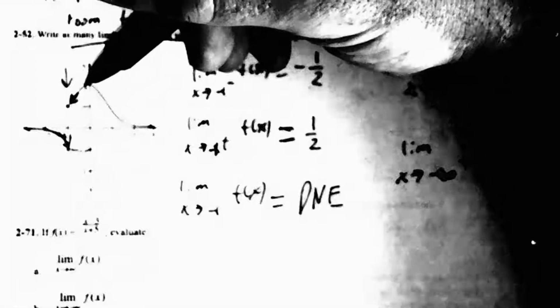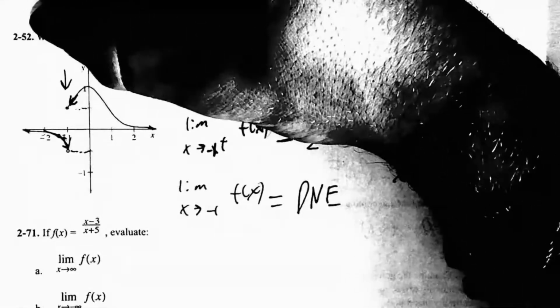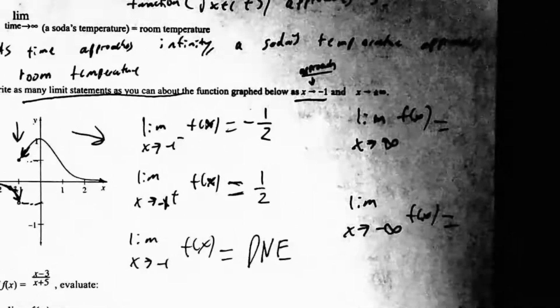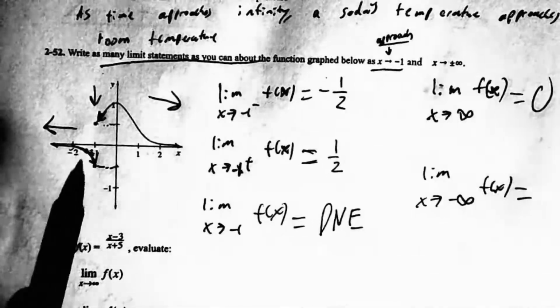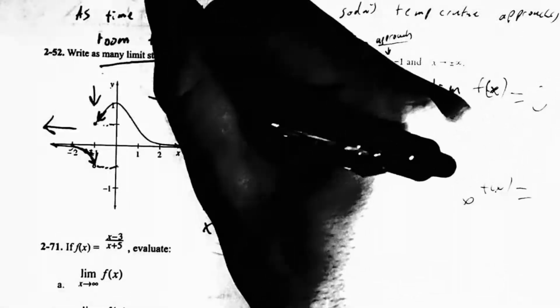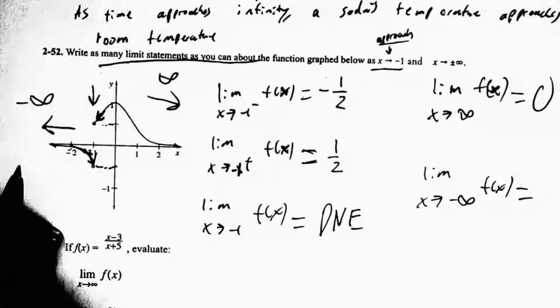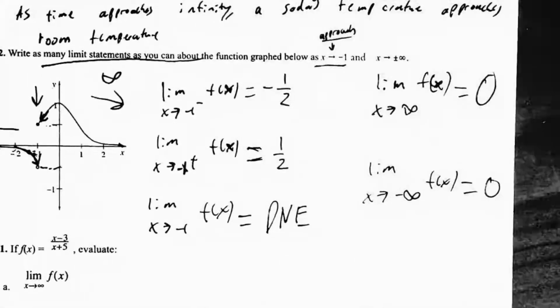As we approach positive infinity, look visually, on the right side. My output looks like it's approaching 0. As I approach negative infinity, same thing. What is my y value approaching? Just for visual, this is positive infinity, this is negative infinity. As my x approaches negative infinity, it looks like my y is approaching 0 as well. So you should have 5 limits for 252.